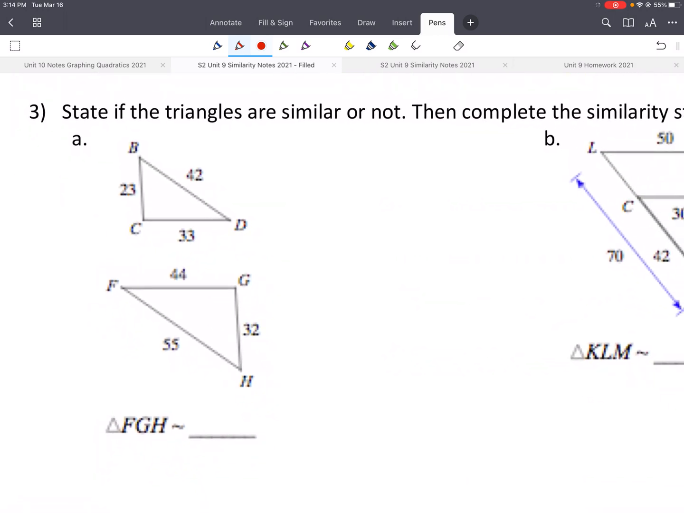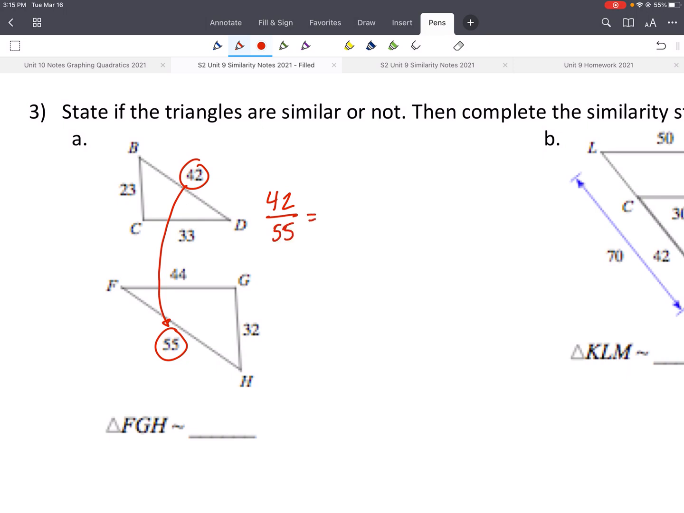They don't give us a similarity statement, so we can't really compare using that. But again, if they are similar, then the largest side should correspond to the largest side of the other triangle. So we could do big triangle over small triangle. Actually, let's do it the opposite direction. Let's do it this way. It doesn't really matter. So 42 over 55.